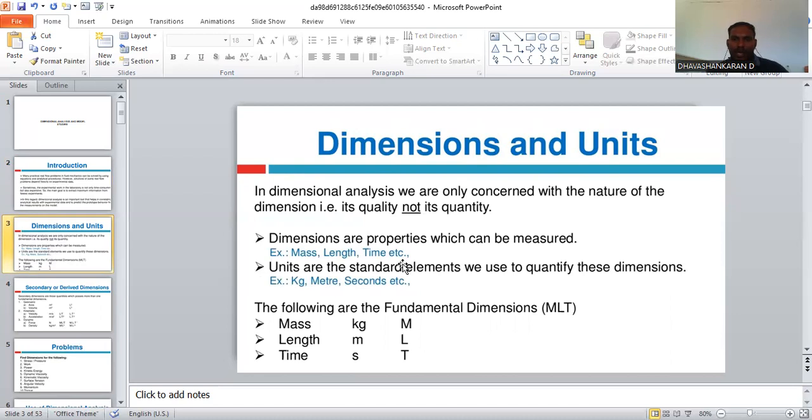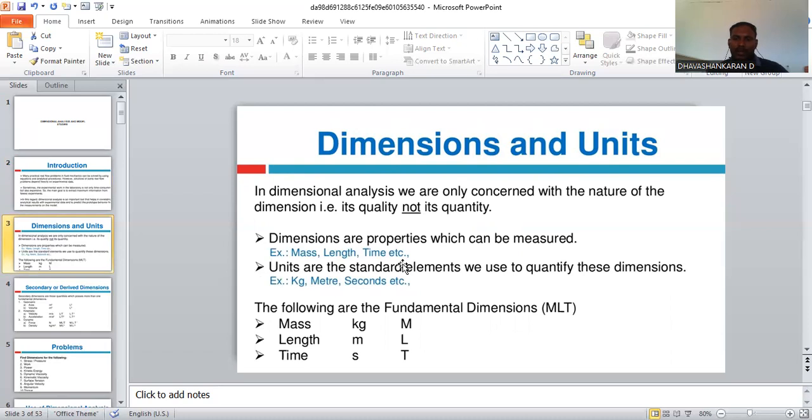Whatever data has been given, each and every unit has to be converted into kg, meter, and seconds. Whether it is Newton, we take it in kg. Whether the length is taken in meters, its physical dimension is length. Likewise, time has the unit second, and its physical dimension we take as T.